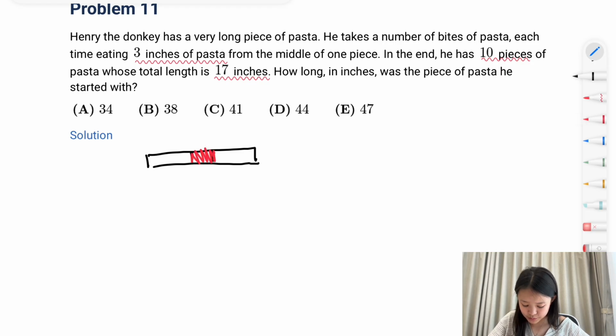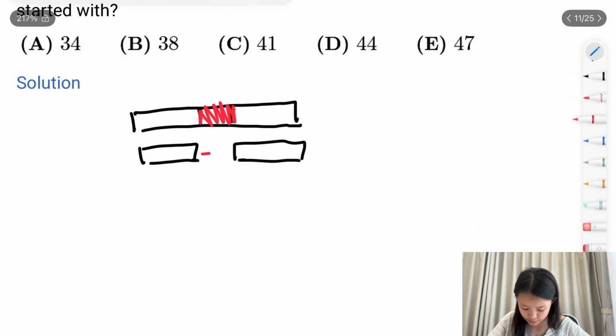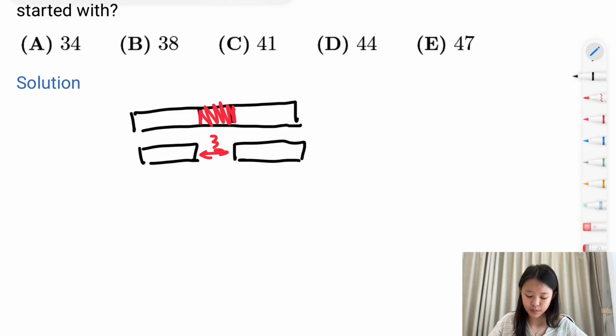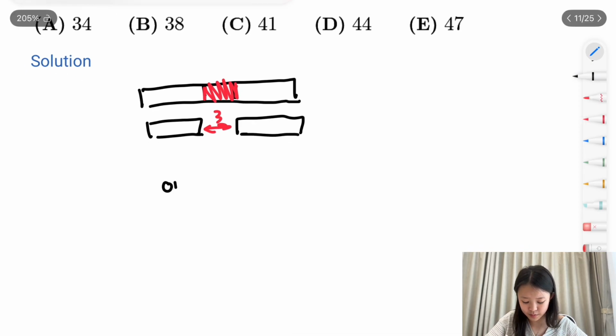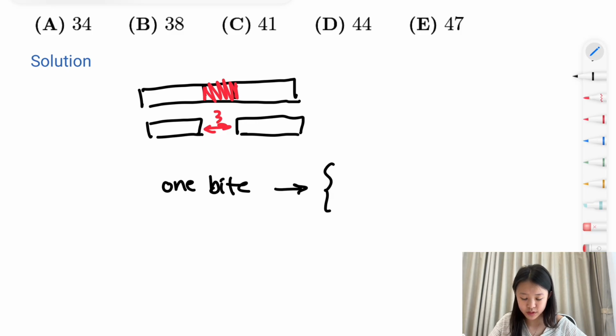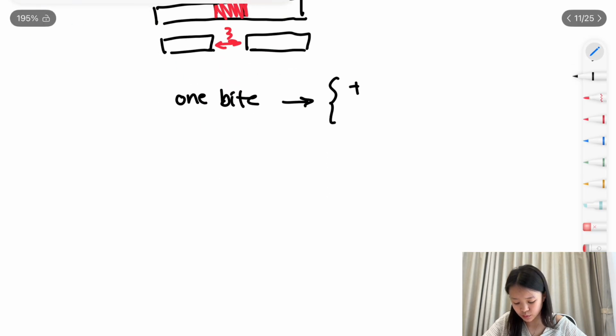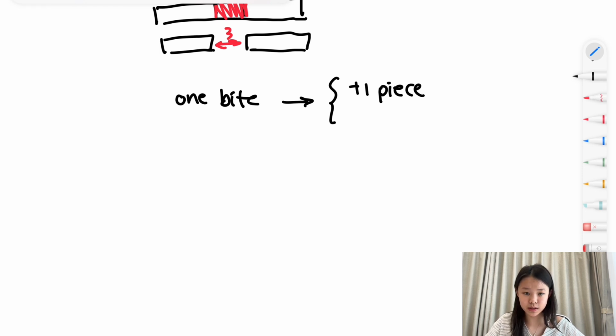So now he's left with 2 pieces of pasta, and he is missing 3 inches. So basically, one bite does 2 things. First, it gives us plus 1 piece, since he essentially splits 1 piece of pasta into 2 different pieces. The second thing it gives us is minus 3 inches.